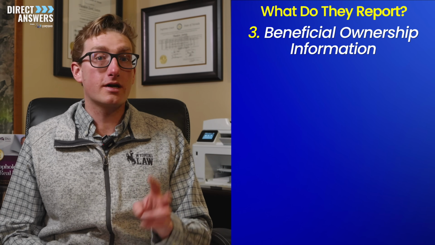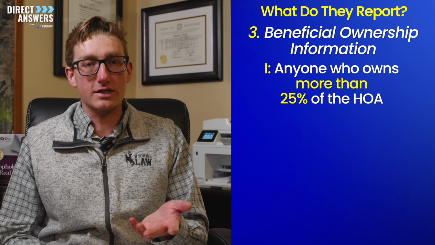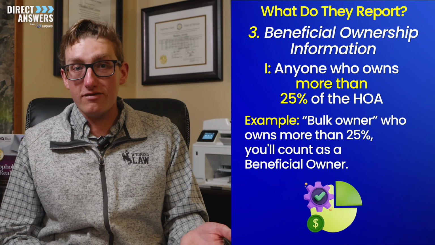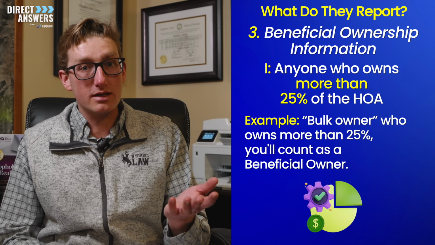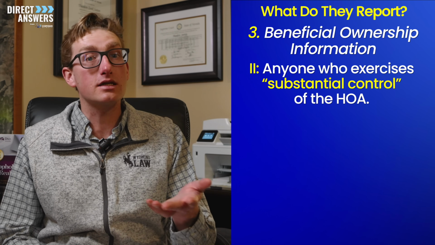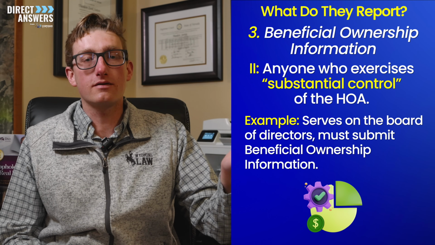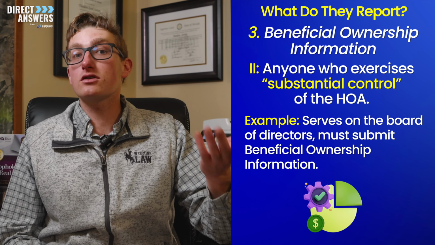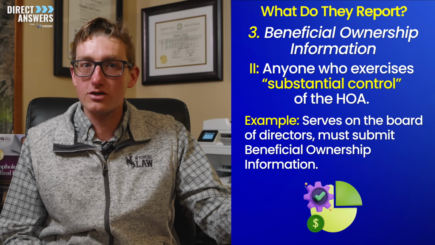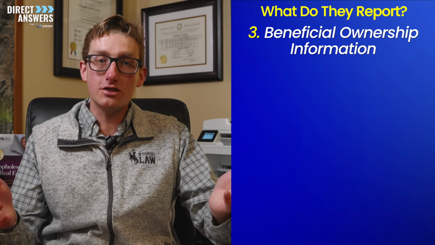And a beneficial owner can be 2 types of people. The first is anyone who owns more than 25% of the HOA. So as an example, if you're a bulk owner and you own more than 25% of the HOA, you'll count as a beneficial owner. And the second type of beneficial owner is anyone who exercises substantial control over the HOA. An example of this is somebody who serves on the HOA board. If you serve on the board, you'll count as a beneficial owner, meaning you're going to have to submit your information to FinCEN.